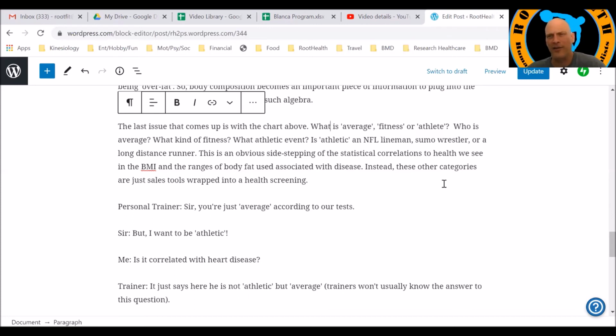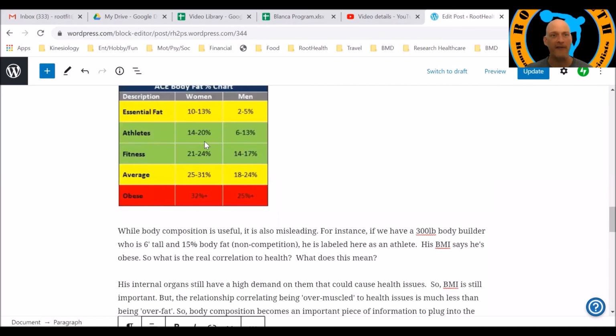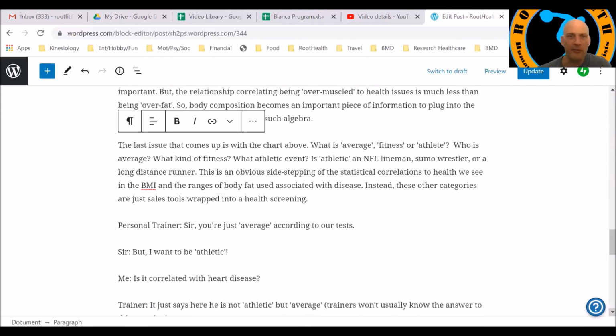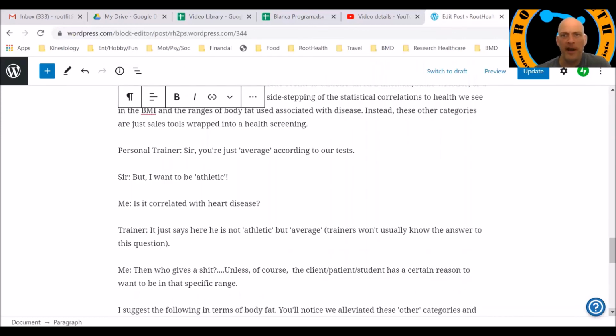So correlating that with body fat percentage, where there's no real science to that, is kind of false when you're putting it into the same graph, or the same chart, I should say, as something that does have statistical correlations with health. So that's a problem.